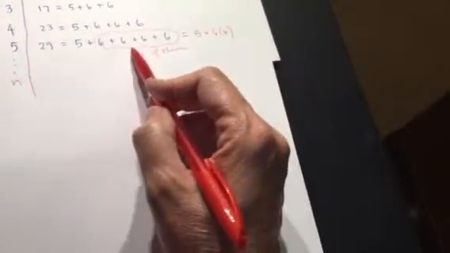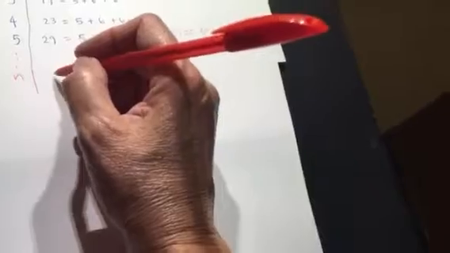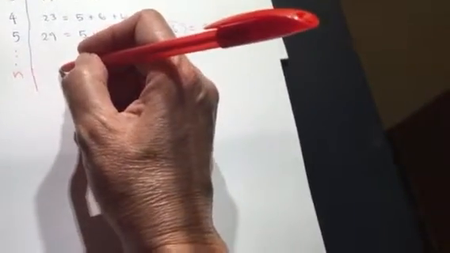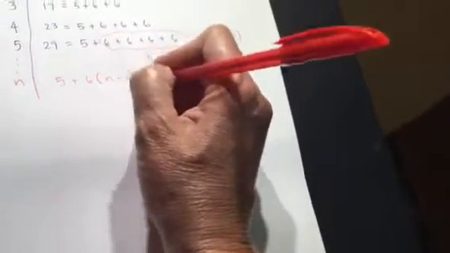What is the connection I'm looking for? The number of 6's is 1 less than the term number. So the nth term should be 5 plus 6, open parentheses, n minus 1.